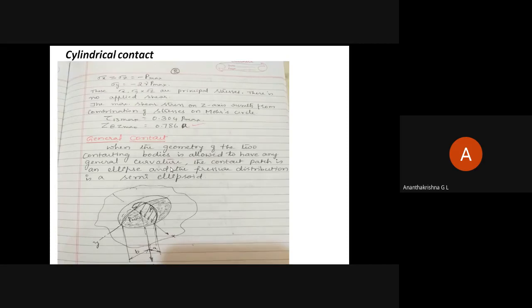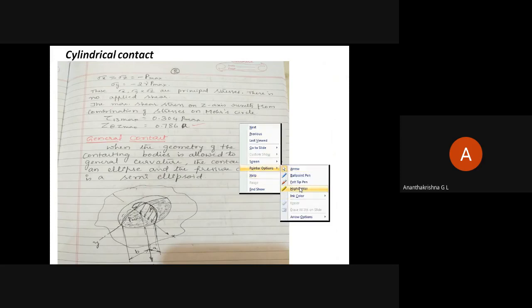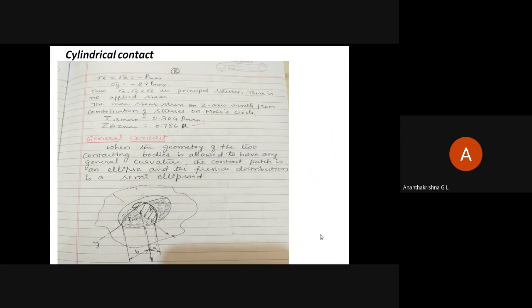So spherical contact is done, cylindrical contact is done. Now we have the general contact, when the geometry of the two contacting bodies is allowed to have any general curvature. That's very important. Instead of cylindrical or spherical, there is no specification. Then the contact patch is an ellipse, so you'll have the equation for an ellipse, and the pressure distribution is a semi-ellipsoid.